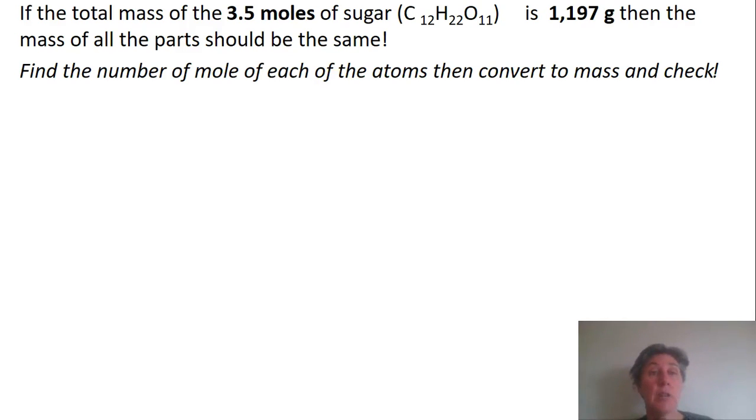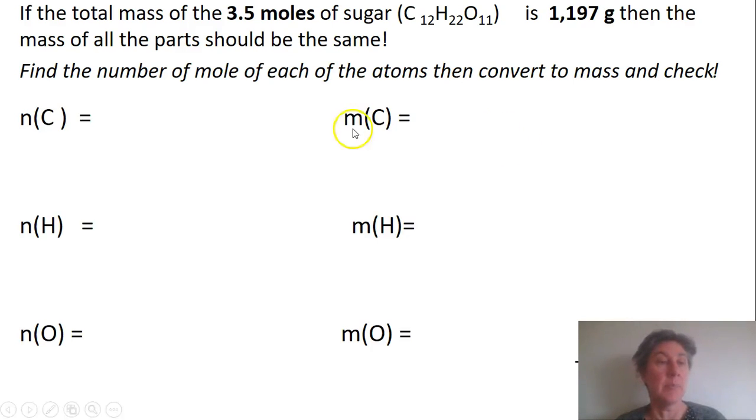So if the total mass is that, then the mass of all the parts, when you add them up, if you add up how many grams of carbon you had, hydrogen and oxygen, you should end up with that. So this is kind of a self-checking activity, so you can work out if you've done it right, because you should end up with that number at the end.